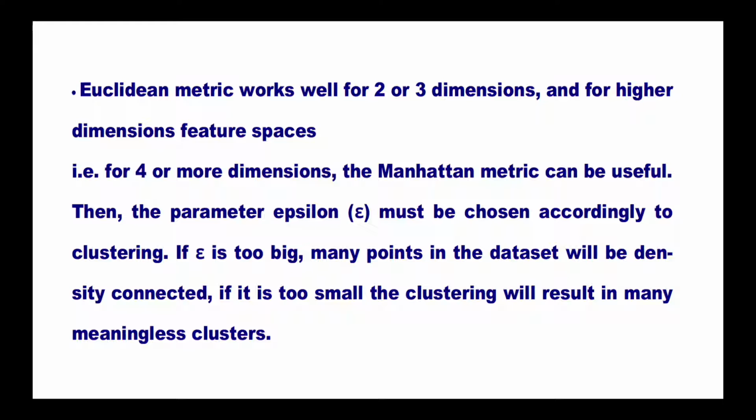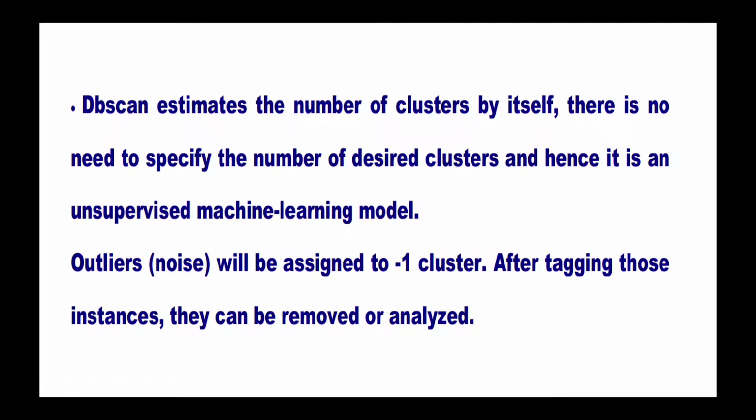If epsilon is too big, many points in the data set will be densely connected. If it is too small, the clustering will result in many meaningless clusters. DBSCAN estimates the number of clusters by itself. There is no need to specify the number of desired clusters, and hence it is an unsupervised machine learning model.